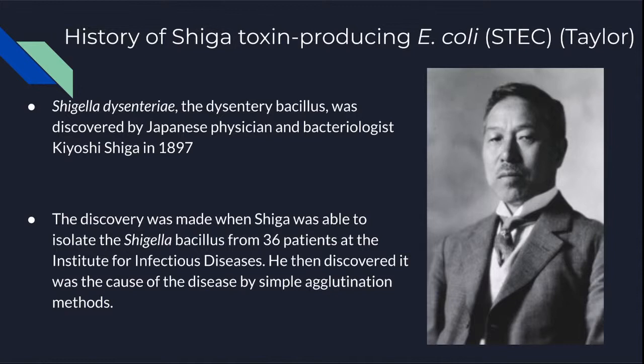During the time of Shiga's discovery, an epidemic of this disease was running rampant in Japan, with more than 90,000 cases reported and a mortality rate of almost 30%. The discovery of the Shiga toxin-producing E. coli was made when Shiga was able to isolate the Shigella bacillus from 36 patients at the Institute for Infectious Diseases. He discovered the Shiga toxin-producing E. coli was the cause of this disease by simple agglutination methods.